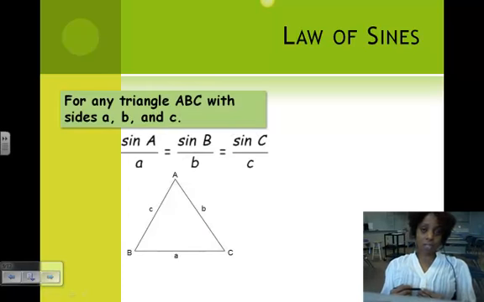So here we go. It says for any triangle ABC with the side lengths small a, small b, and small c, the sine of angle A over a is equal to the sine of angle B over b, which is equal to the sine of angle C over c. And that's the law of sines.